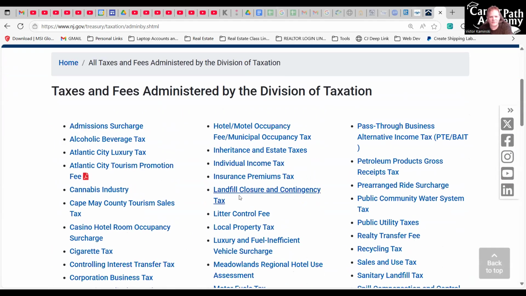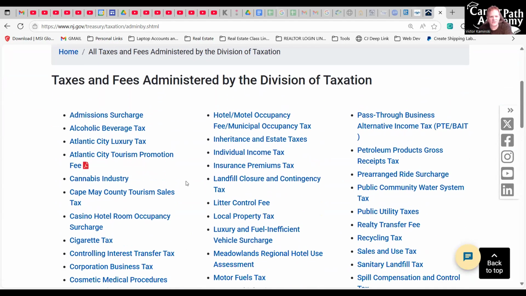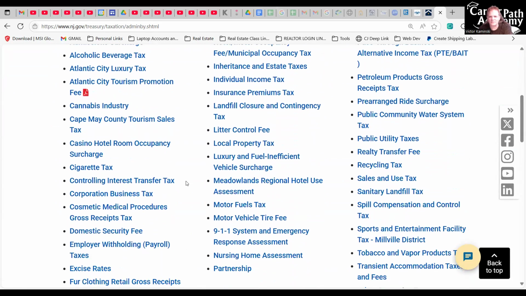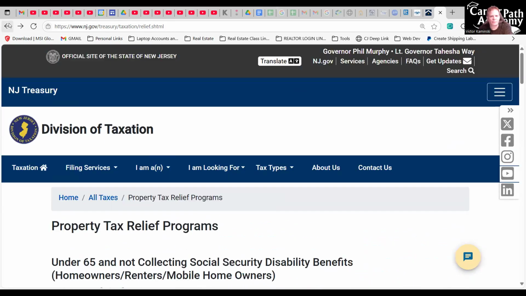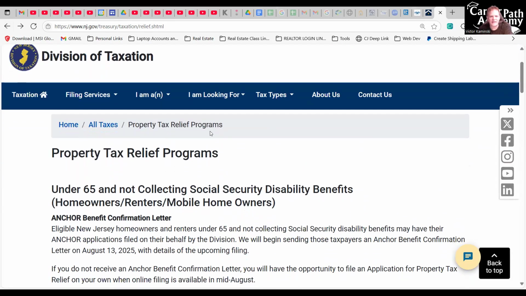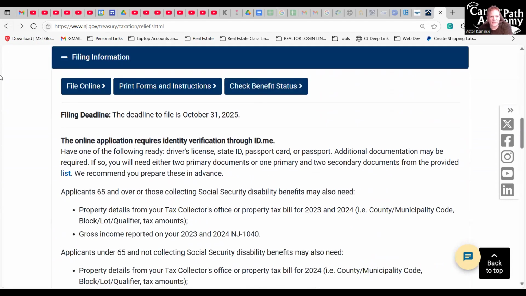Let's see, all the taxes. Taxes and fees administered by the Division of Taxation. No, that's for everything. Okay, we were looking at tax breaks a second ago, so property tax relief programs. So this is all they got here that they show now.